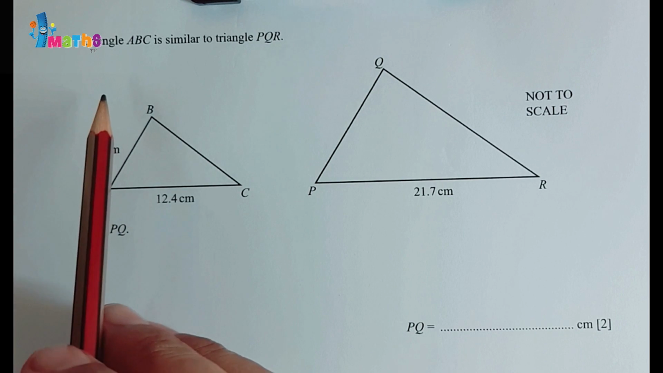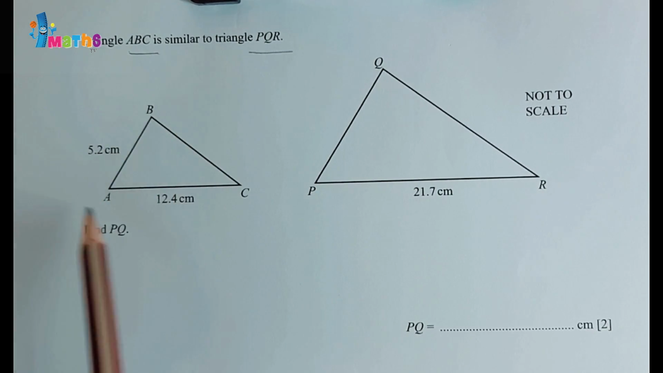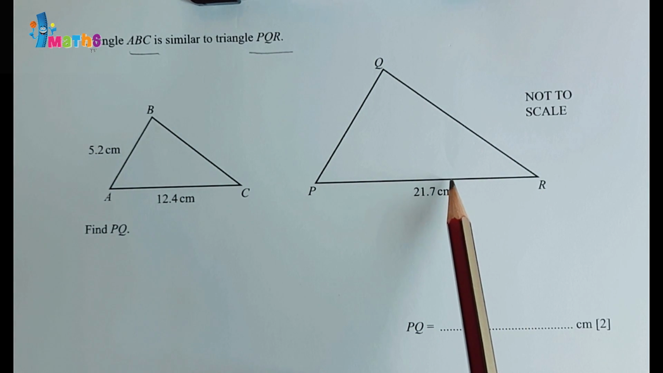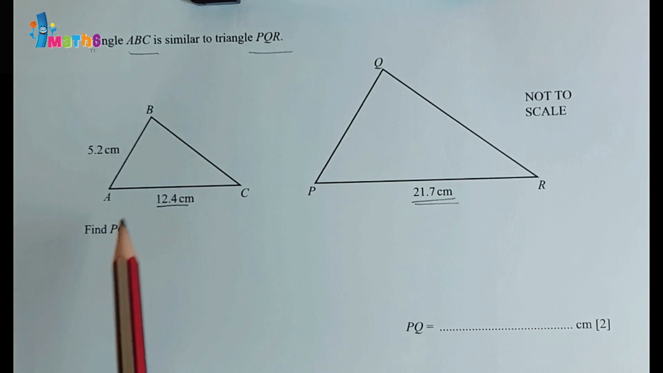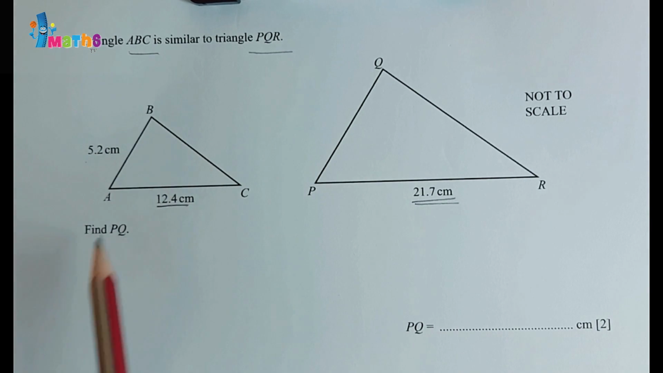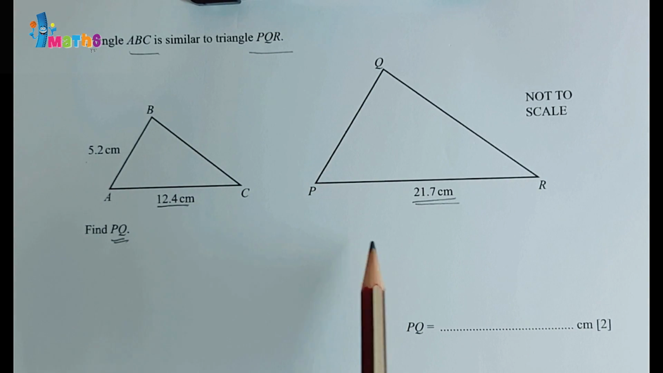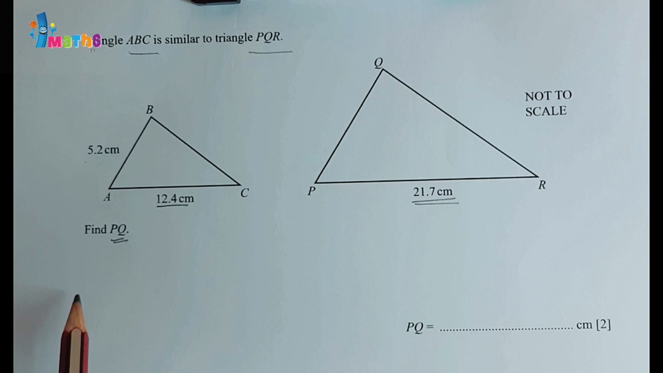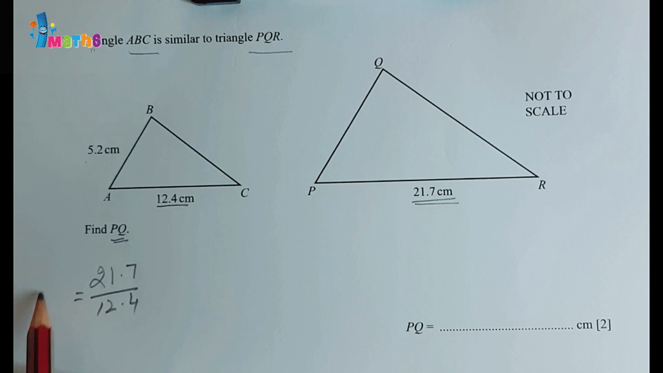Question number 22. Triangle ABC is similar to triangle PQR. These two triangles are provided and these are similar. So this side corresponds to this side and this side corresponds to this side. We have to find PQ, this length. So we basically have to find the conversion ratio. How will we find the conversion ratio? For example, this one, 21.7 over 12.4. This will be equal to k, which is the conversion ratio. So we'll solve this with a calculator.